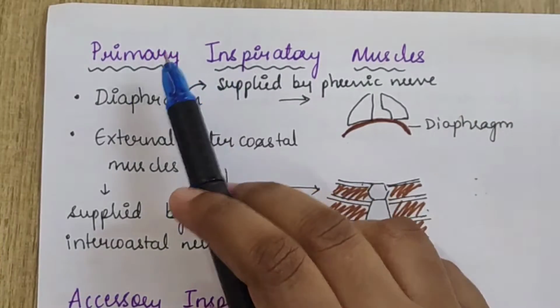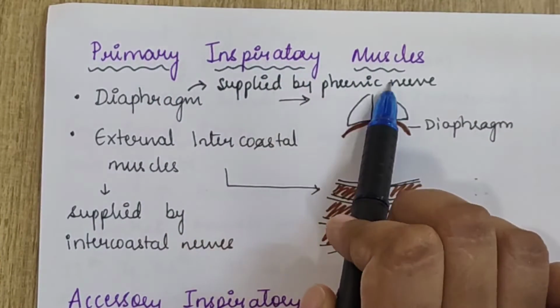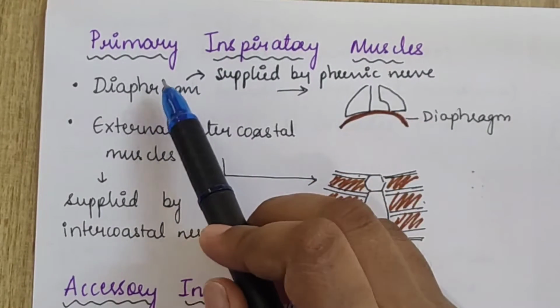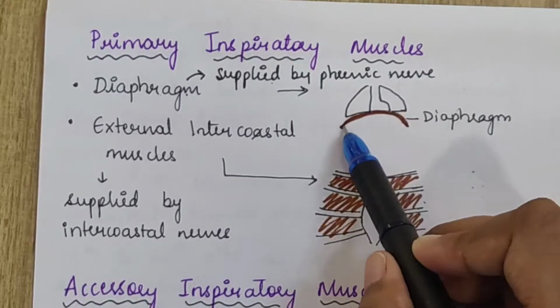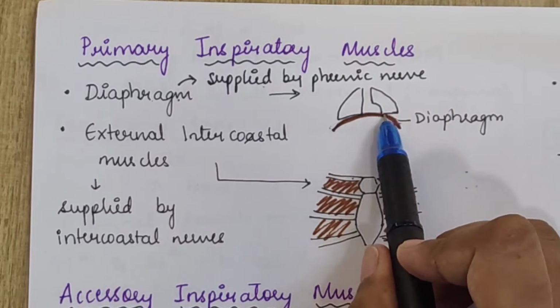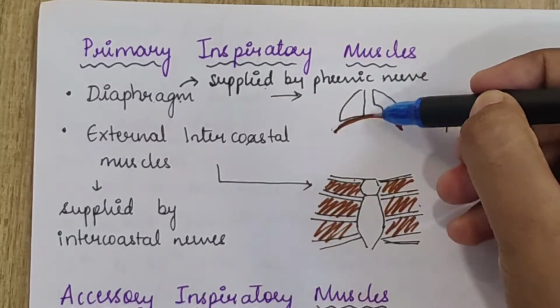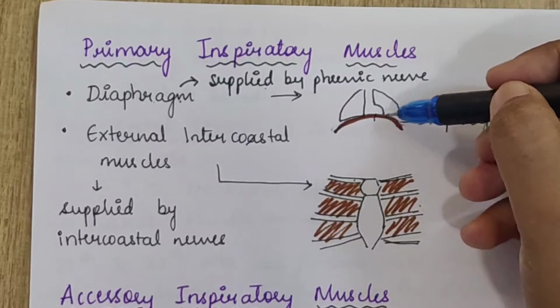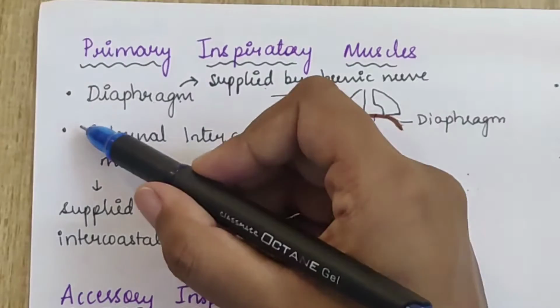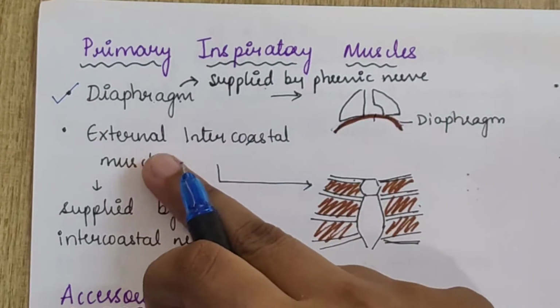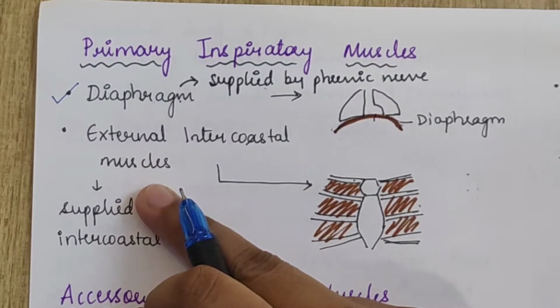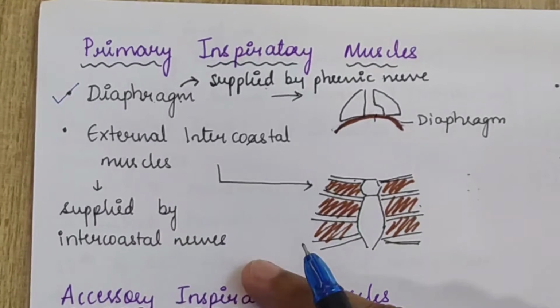First we will go for primary inspiratory muscles. The first one is the diaphragm, which is supplied by the phrenic nerve, which is at the base of the thoracic cavity. So if this goes down, then the area of the thorax will increase. Primary is the diaphragm. The next are the external intercostal muscles supplied by the intercostal nerves.